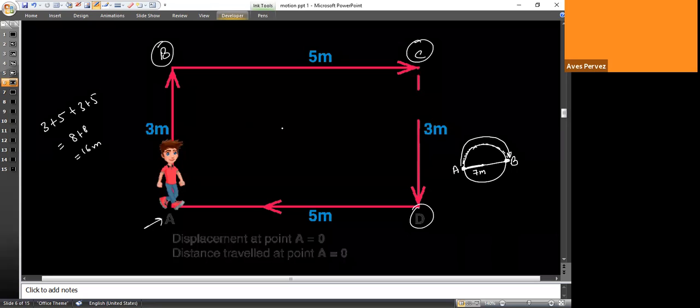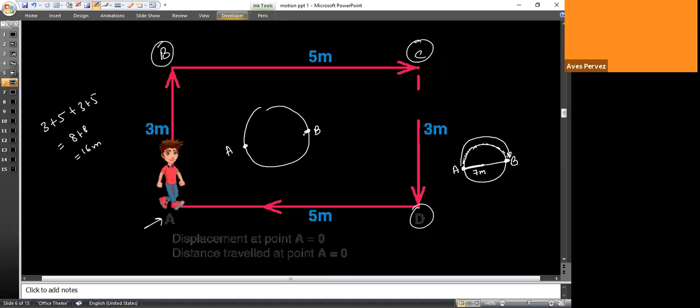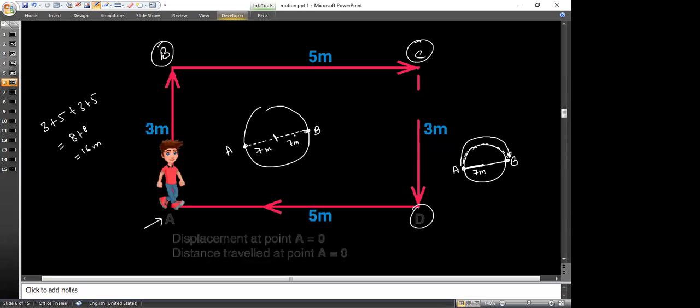It is simple, beta. Displacement is the shortest distance between the initial and the final position. So if we start traveling from position A and reach point B, the shortest distance between A and B is the diameter of the circle, and that is 7 meter plus 7 meter, because the radius is 7 meter. This will be 14 meter.